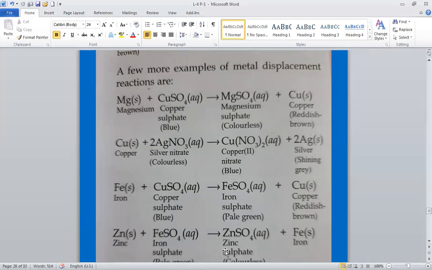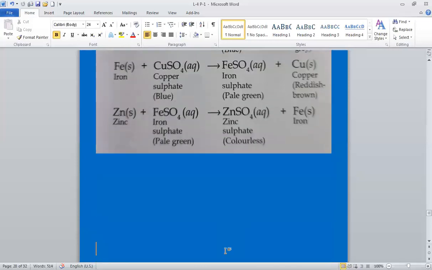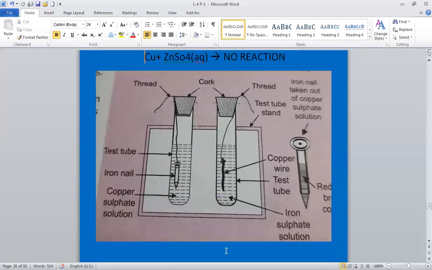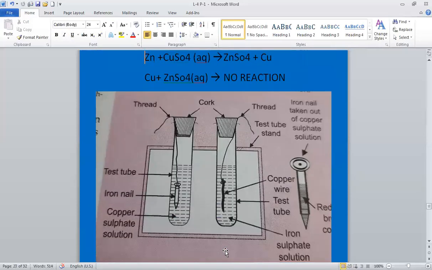Iron with copper sulfate: iron sulfate, a pale green solution, is formed, and copper, which is reddish brown, is deposited on the nails. Zinc plus ferrous sulfate: again zinc sulfate will form and iron will be left behind. So these are displacement reactions.